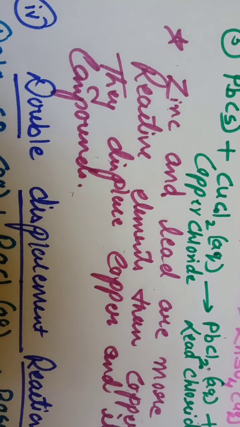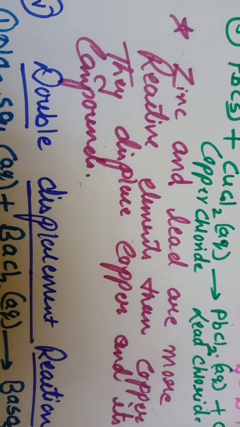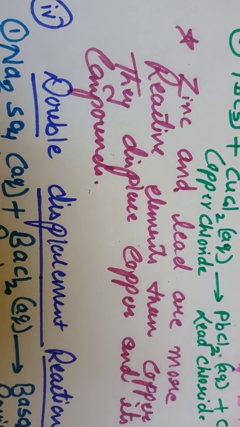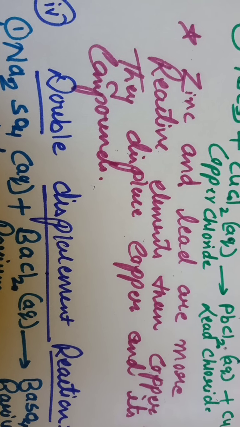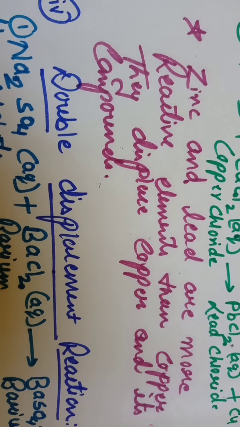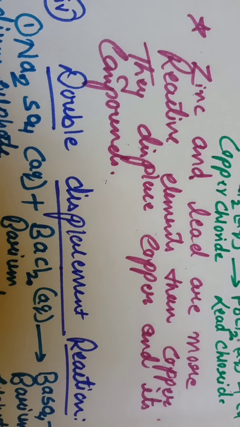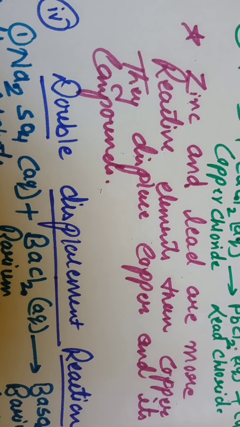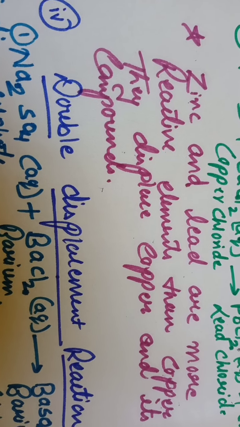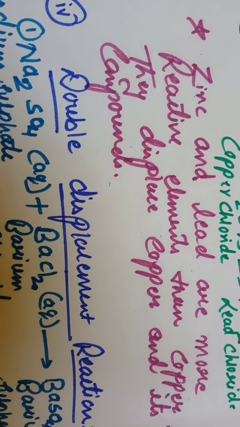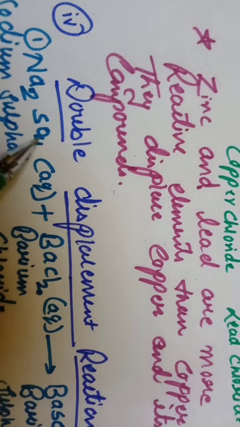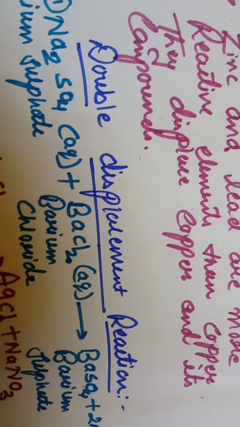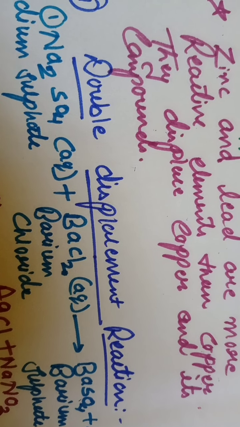Let us see the other type of reaction, that is double displacement reaction. In double displacement reaction, a reaction in which new compounds are formed by mutual exchange of ions between two compounds, such reactions are known as double displacement reaction. So there will be a mutual exchange of ions between these two compounds. As you can see here is exchange of ions.